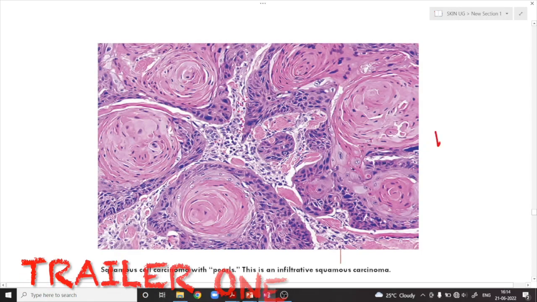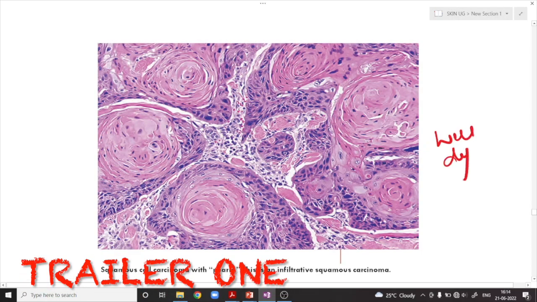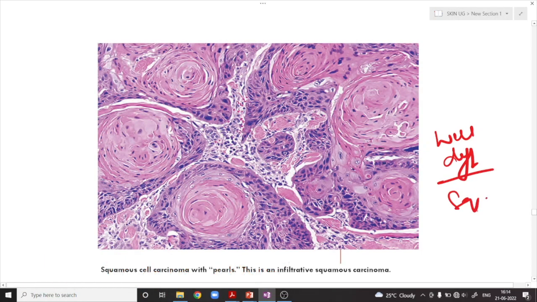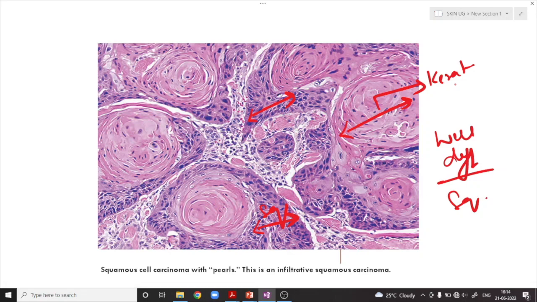A well differentiated squamous cell carcinoma, once again, well differentiated squamous cell carcinoma. You can see the infiltration. These are tongues of a squamoid island. These are the squamoid epithelial cells, okay? And inside you can see this is the keratin pearl. Because it is so well differentiated, you can appreciate the keratin pearls and the squamoid islands. It is a well differentiated squamous cell carcinoma.